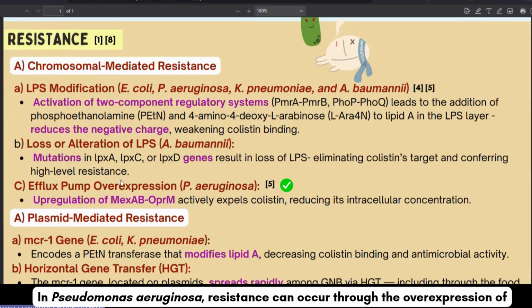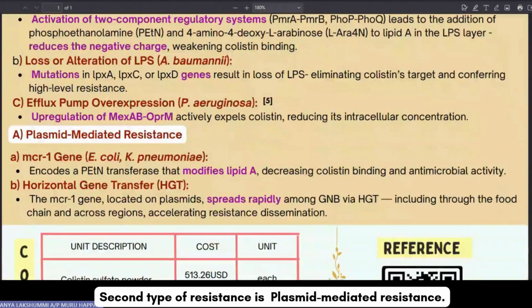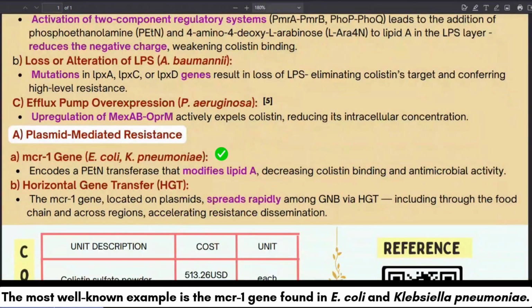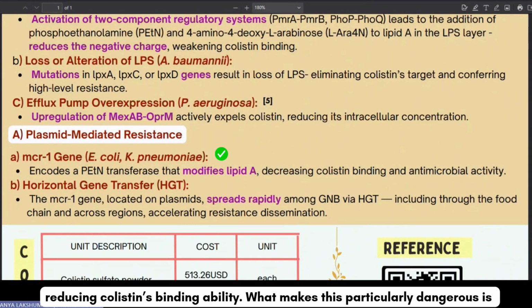In Pseudomonas aeruginosa, resistance can occur through the overexpression of efflux pumps such as MexAB or MexXY, which actively pump colistin out of the bacterial cell. The second type of resistance is plasmid-mediated resistance. The most well-known example is the mcr-1 gene found in E. coli and Klebsiella pneumoniae. This gene encodes a phosphoethanolamine transferase that modifies lipid A, reducing colistin binding ability.